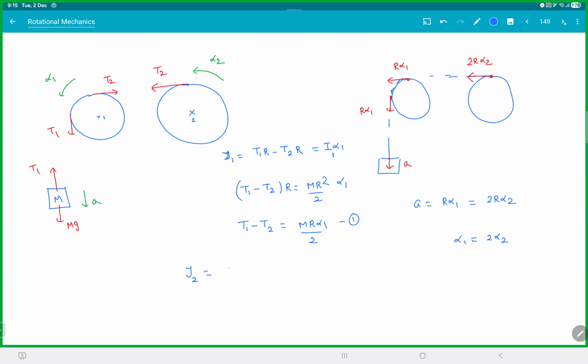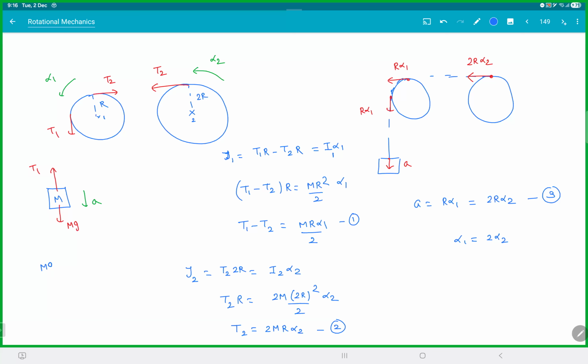If you take torque about 2, that's only T2R is equal to I2 alpha 2. I2 will be, mass is 2m, remember? So MR square by 2, but M is 2M, R is 2R, by 2 alpha. Then this is also T2 2R. You have to be careful with the radius. 2R goes off, 2 goes off. You also end up with T2 is equal to 2MR alpha 2. This is equation 2 and this is your equation 3.